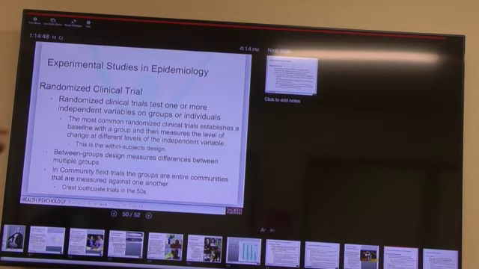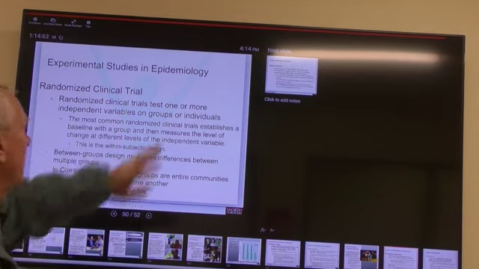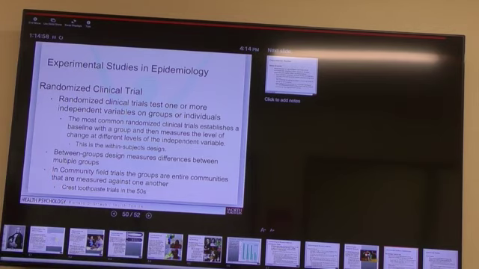Randomized clinical trials test one or more independent variables on groups of individuals. The most common randomized clinical trial establishes a baseline with a group and then measures the level of change at different levels of the independent variable. This is the within subjects design. So we're using the subjects as their own controls. Between groups design measures differences between multiple groups. In community field trials, the groups are entire communities that are measured against one another.